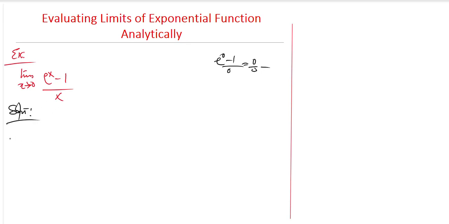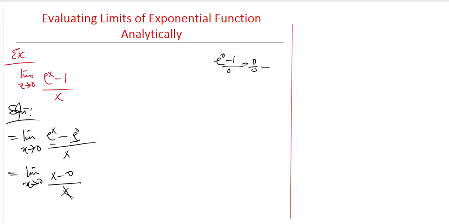evaluate this function. We are going to have the limit as x approaches 0 of e to the power of x minus e to the power of 0, because anything to the power of 0 is 1, all over x. And this will give us the limit as x approaches 0. They are in the same base, hence we take only their powers: x minus 0 all over x, and x cancels out x, we have 1 minus 0. The final answer is 1.